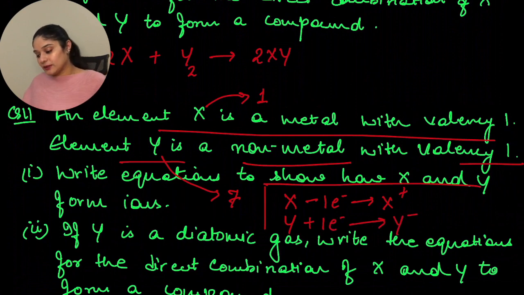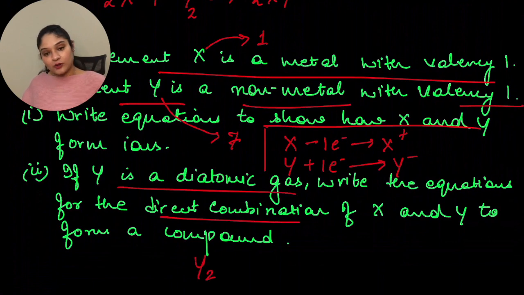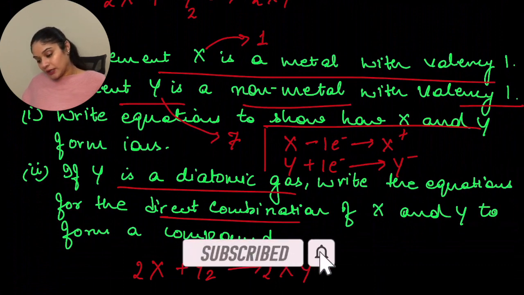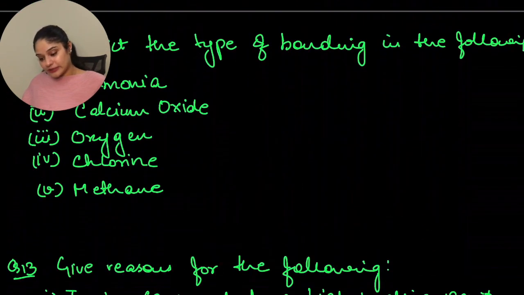Now again, it's a similar question. If Y is a diatomic gas, write the equation of direct combination between X and Y. If it is a direct combination and you have a diatomic gas, you have Y2 that is combining with X, and the direct combination will give you XY. So you'll have 2 of this and then 2XY. Same equation. Now let's move to the next one. Predict the type of bonding in the following. Ammonia forms a polar covalent compound.